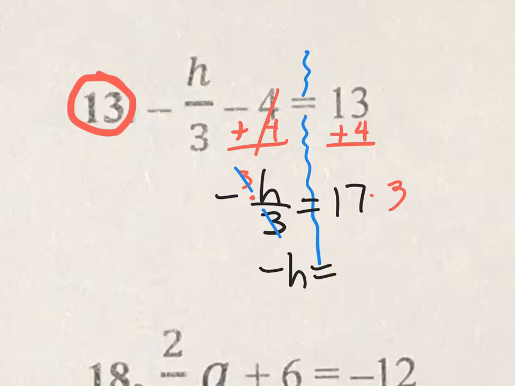And over here, 17 times 3, if I do distributive property in my head, 10 times 3 is 30, 7 times 3 is 21, 30 plus 21 is 51. So I still have that negative sign that was left over. So I still need to change it. So I could, in my head, multiply this side by negative 1, multiply that side by negative 1, or divide this side by negative 1, divide that side by negative 1. Bottom line is I want to change the signs. So my final answer will be positive H equals negative 51.